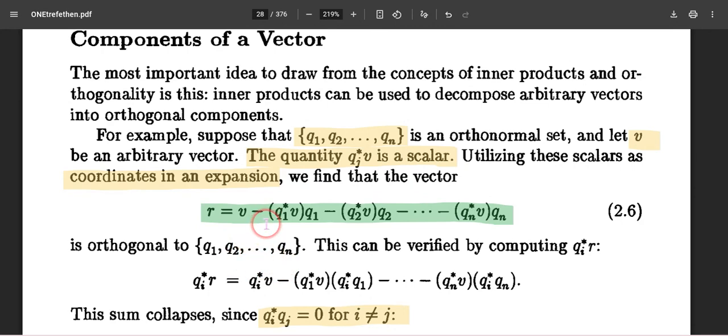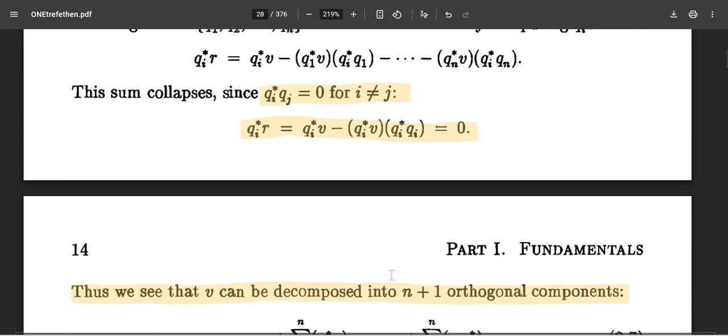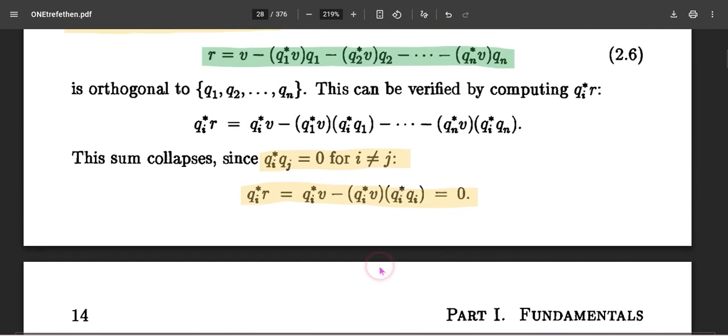Then what we say here is that this r is going to be orthogonal to this space. This can be clearly seen: if you multiply it out, all the elements become 0 except where i is equal to j. Once i equal to j is retained, it ends up with this relationship. From this relation, we can conclude that r is orthogonal to the orthonormal space spanned by that set of n orthogonal vectors.